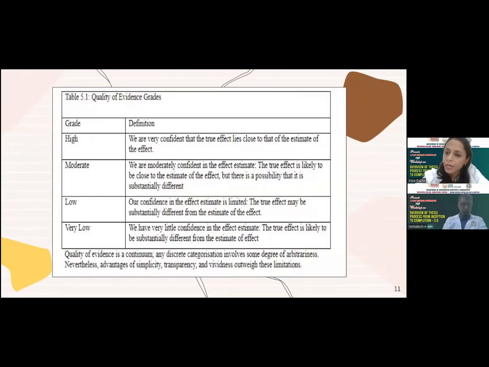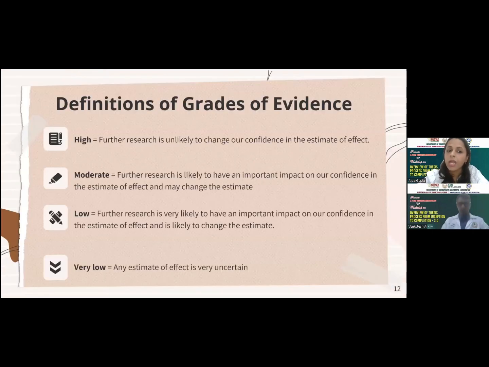Quality of evidence in GRADE can be categorized into four categories: number one is high, number two is moderate, then low, and very low. So what do we mean by quality of evidence which is high? That we are very confident that the true effect lies close to the estimate of the effect. In simple language, if we do any further research on that particular topic, it is unlikely to change our confidence in the estimate of effect.